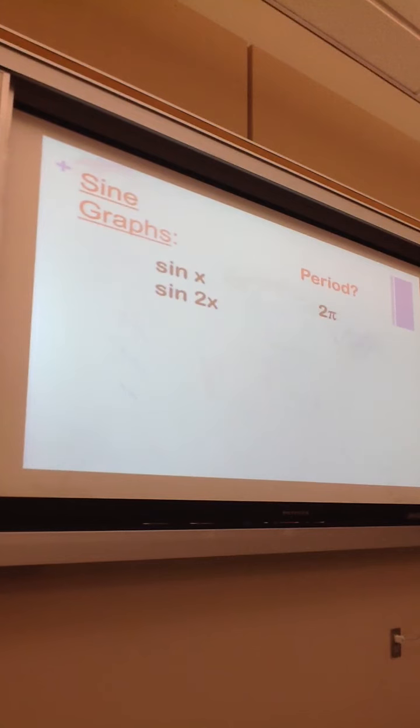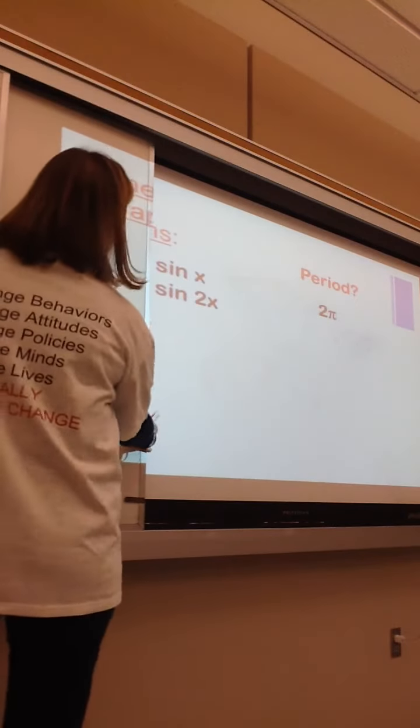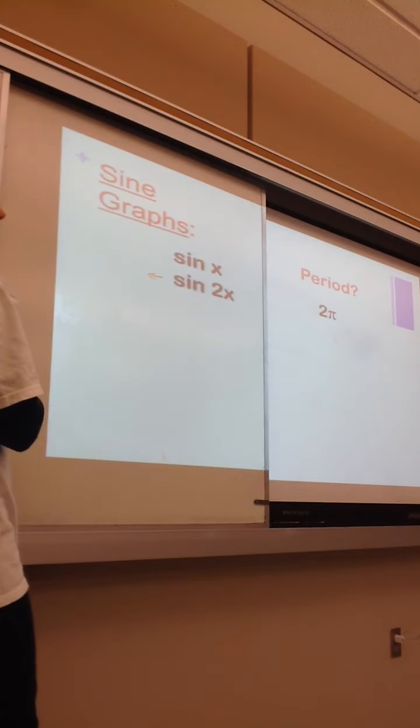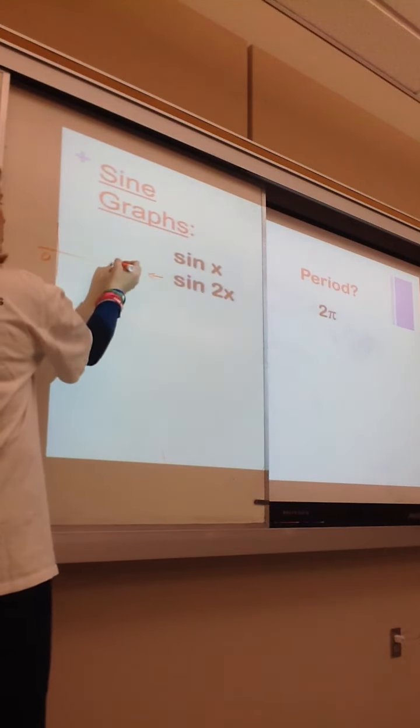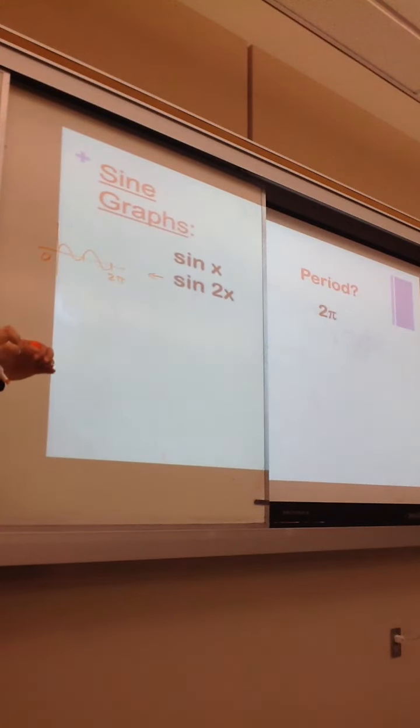Sine 2x. What's the period going to be for sine 2x? I'm thinking to myself, from 0 to 2 pi, I'm going to see the graph this many times, which means the period is going to be this many times. Pi. Pi or 4 pi? Pi. So how many times are we going to see the sine 2x graph from 0 to 2 pi? Twice, right? So I'm going to see the graph like that. The briefest of sketches. Does that make sense?